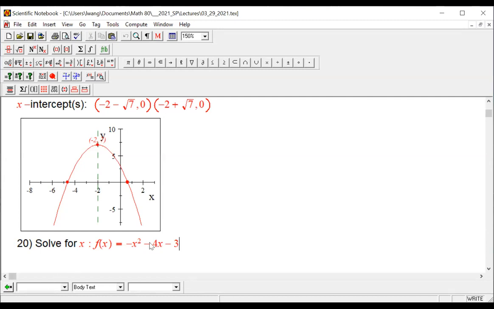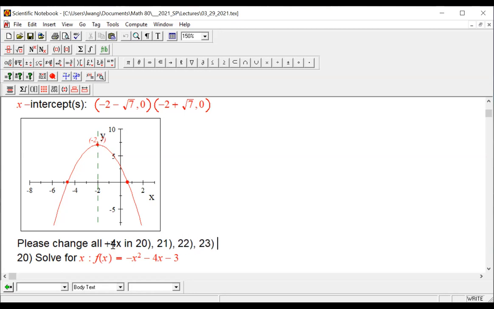Okay, I made a typo, so please change all of those plus 4x in 20, 21, 22, 23 to minus 2, minus 4x. I made a mistake. I should have changed that to be consistent with the question at hand. Sorry, I apologize, okay?